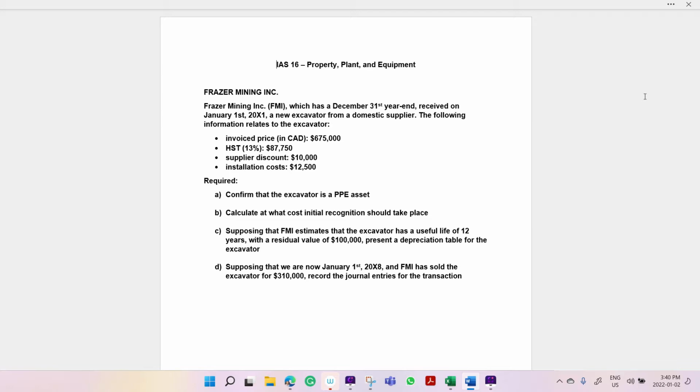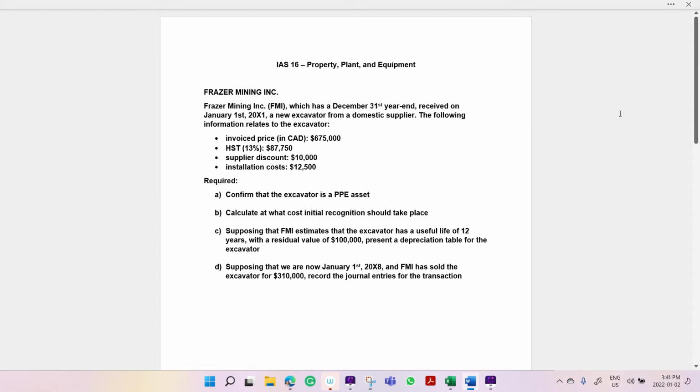Supplier discount, $10,000. So FMI must be someone that deals a lot with the supplier, and as a result they're getting a discount. And lastly, there's an installation cost related to the new excavator, maybe a platform, maybe the cost of bringing the equipment to the very particular location in the mine. So installation cost of $12,500.